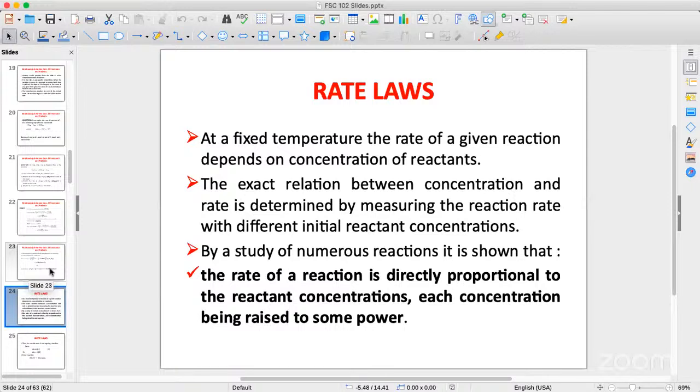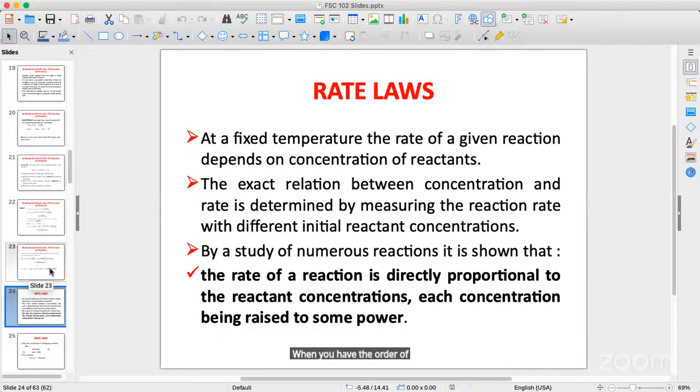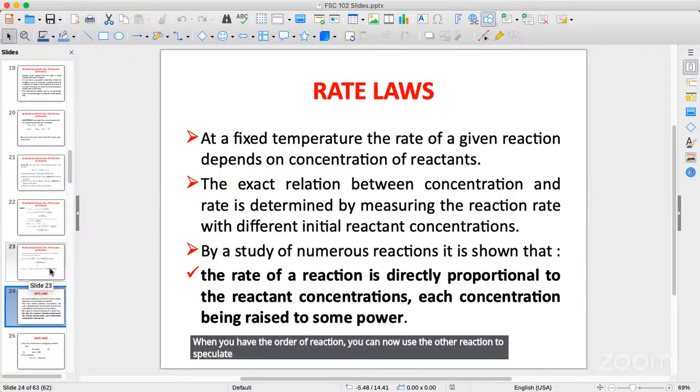The order of reaction is the relationship between change in concentration and change in rate of reaction. When you have your order of reaction, you can now use it to speculate on the mechanism of reaction. I use the word speculate with all sense of responsibility, because with mechanism of reaction, you start from speculations. You can now confirm whether what you speculated is correct or not.